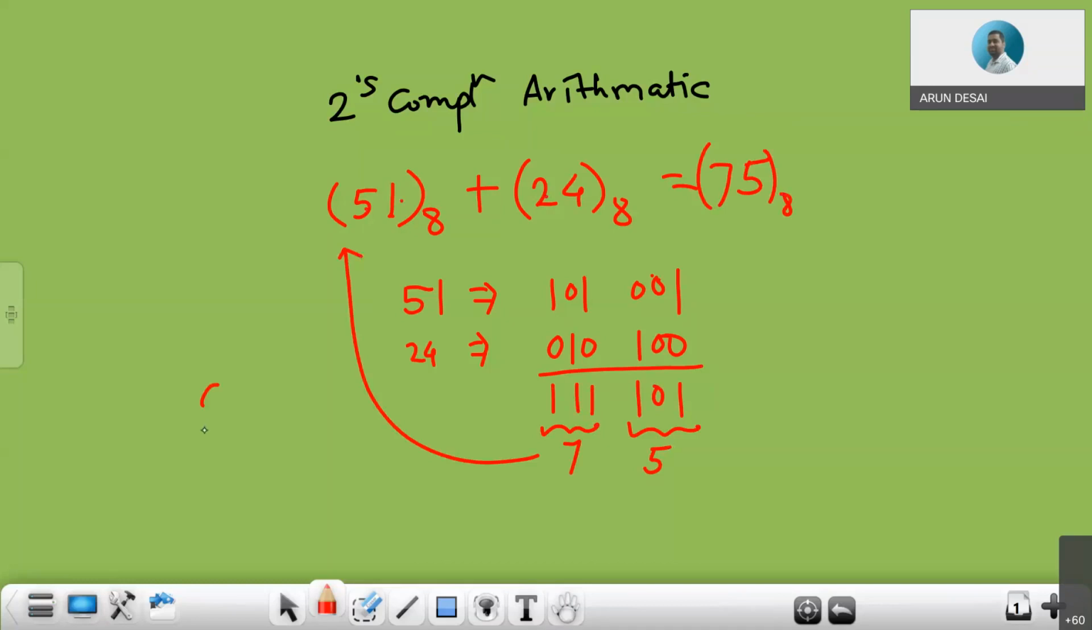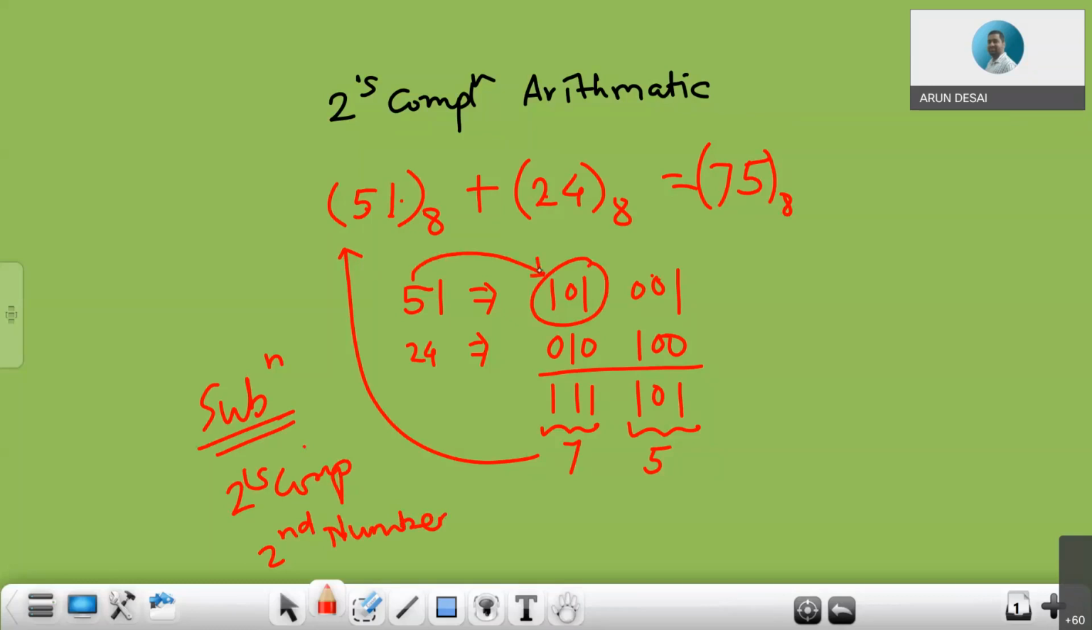And for subtraction, you can use this way or the two's complement method. Find the two's complement of the second number and then add it to the first. The method is the same. You just find the 3-bit equivalent binary for the given octal number and then add those binaries, right? So this is how arithmetic works in the octal number system.